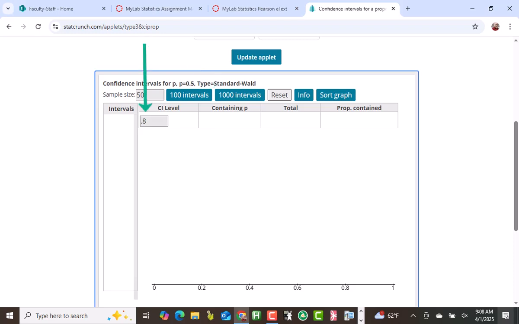My confidence level is 0.8. So I've got an 80% confidence level. So that's what all those numbers mean. I think this picture might explain it better than just words can.